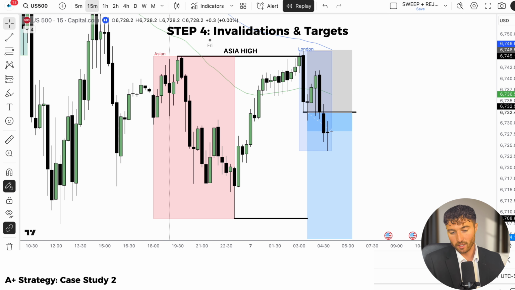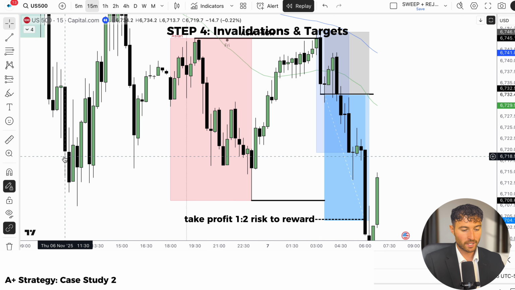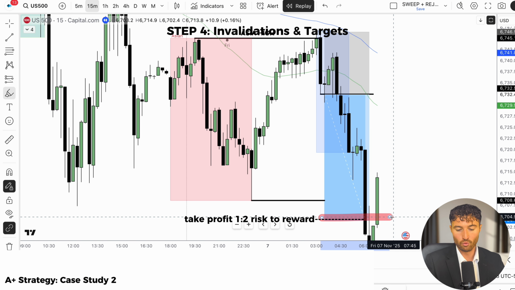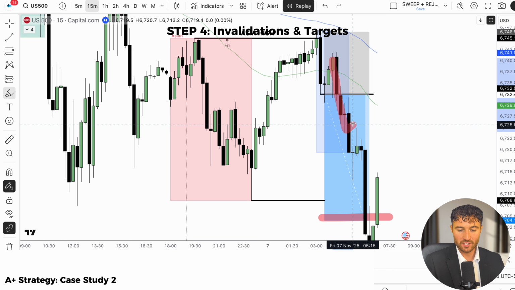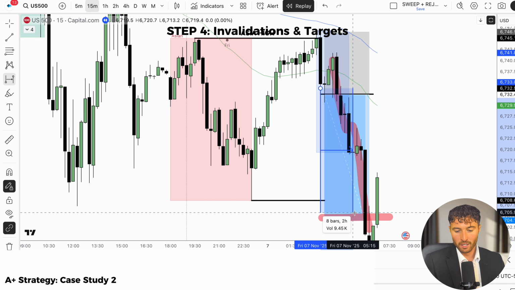And so we started pushing into profit right here. And as you can see, take profit was hit for a 1 to 2 risk to reward. So this is a valid A+ trade. I would take the trade every single day if it did present itself. And as you can see, we got a pretty aggressive sell off in this market. And this trade took around 2.5 hours to hit a full take profit.